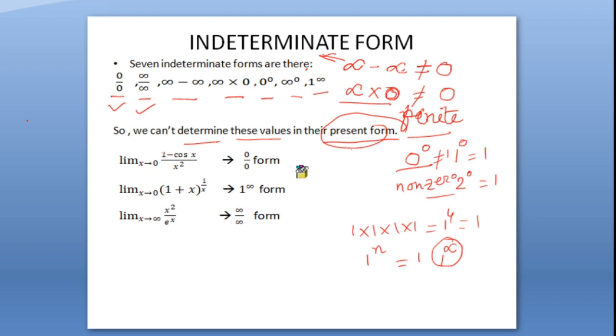Okay. Here we can see the limit of (1 minus cos x) by x square as x tends to 0. If we put 0 here, then 1 minus cos 0 is 1 minus 1, that is 0, and x square, since x is 0, is also 0, that is 0 by 0 form. Next, here easily we can see (1 plus 0) whole to the power 1 by 0, that is infinite, that is 1 to the power infinite form, and x tends to infinite, therefore it is infinite by infinite form. All are indeterminate forms. That means for all the indeterminate forms, we need to change their present form, then we can calculate their limit.